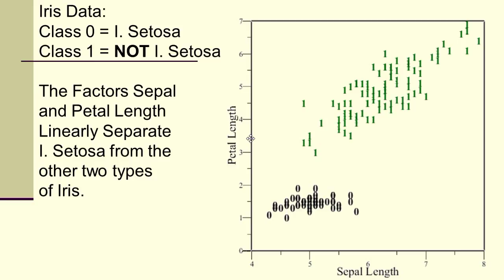Now, let's look first at a 2-class labeling for this data. So something that is in class 0 will be Iris setosa. So Iris setosa is class 0, not Iris setosa, the other 2, is in class 1. And we can see that the factors sepal and petal length linearly separate Iris setosa from the other 2 types. So we can classify as Iris setosa or not Iris setosa which species the iris is using sepal length and petal length, using a simple linearly separable classifier and a nearest neighbor classifier also.